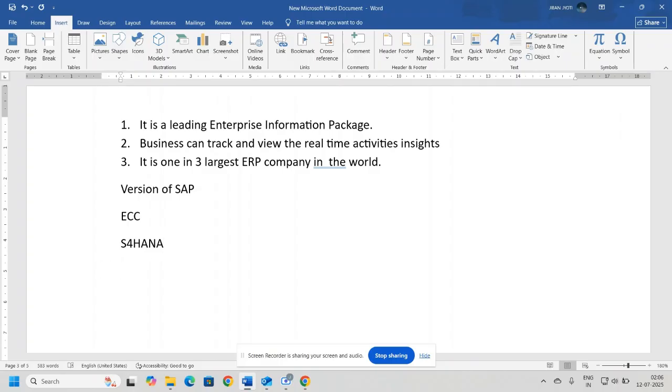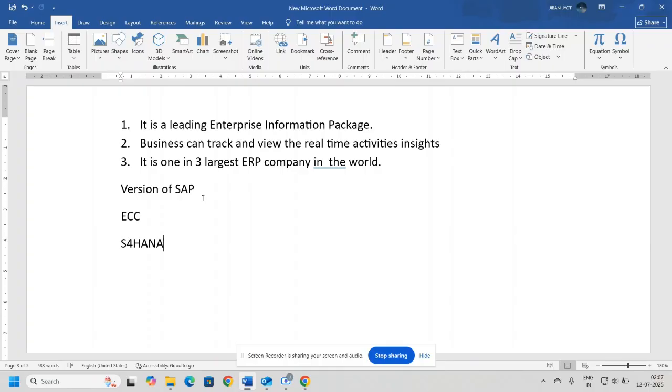And every year the S4 HANA is upgrading. I will discuss in another video in which years the SAP ERP software was upgraded, like in 2016, 2018, 2019, 2020, 21, and till date. Till date, the last updated ERP S4 HANA is 2023. And it is upgraded every year, one or two times.